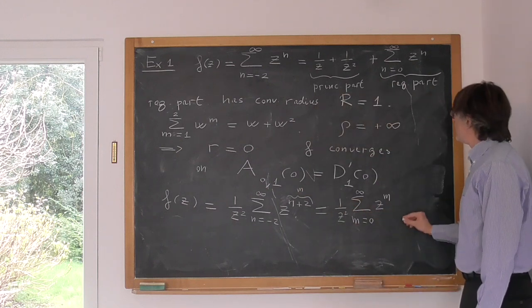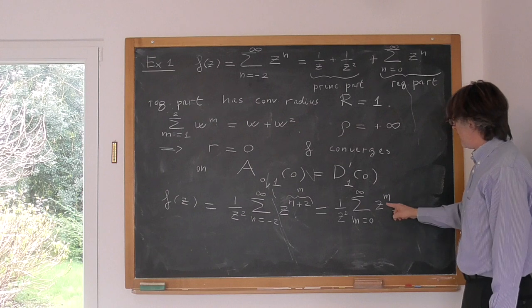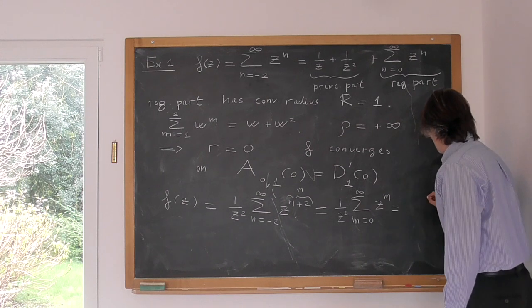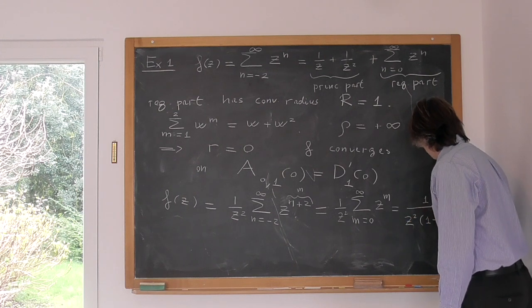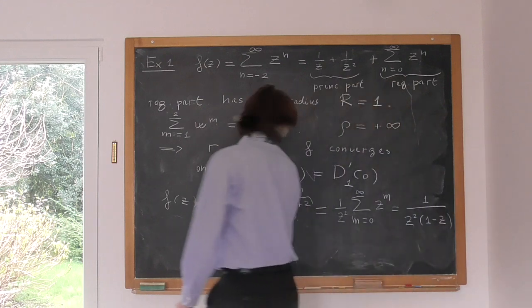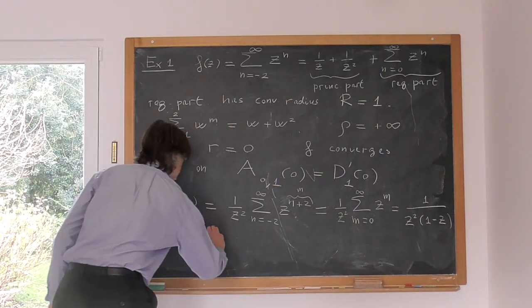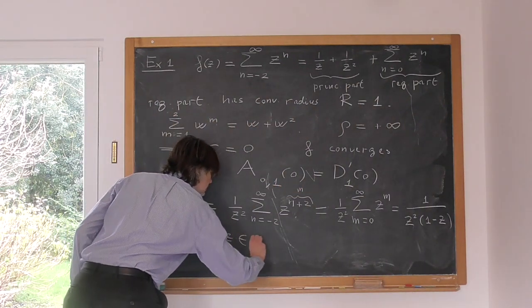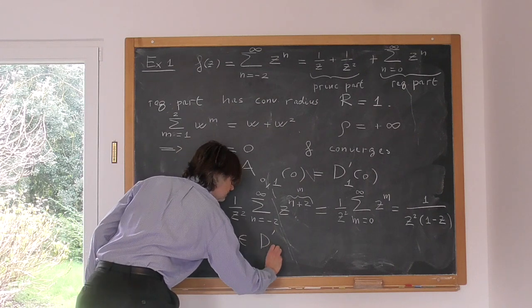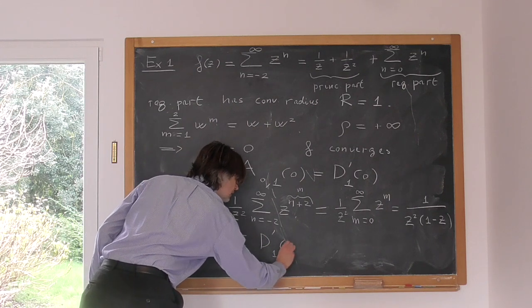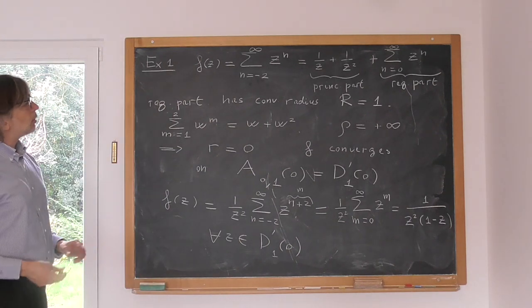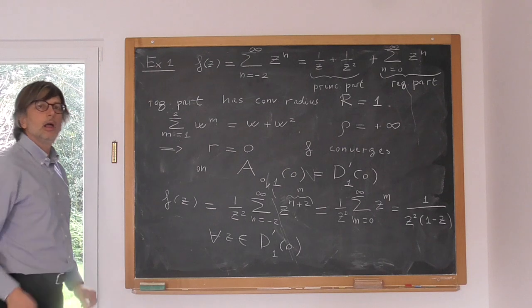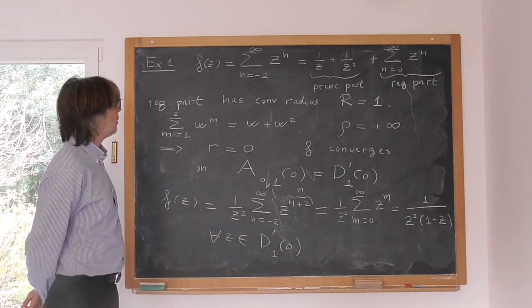And this is the sum of the geometric series. So we get the formula 1 over z squared, 1 minus z. Okay. And we got this formula, which holds for all z in this punctured disk of radius one centered at zero. Okay, this was our first example of a Laurent series.